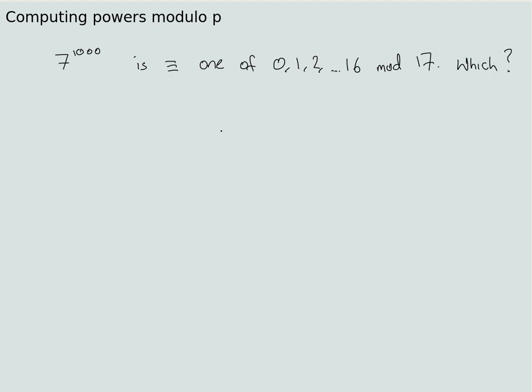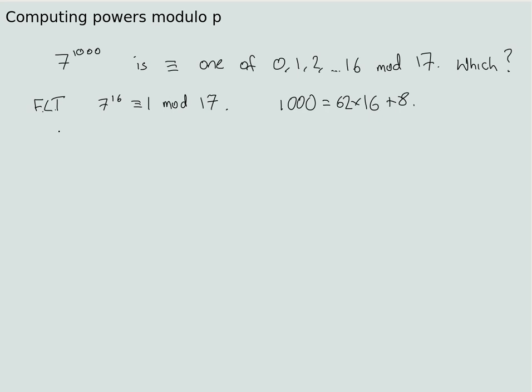Which of those numbers is it congruent to modulo 17? As we just pointed out, Fermat's little theorem tells us that 7 to the power 16 is congruent to 1 mod 17. So we can use that to help us. We're going to use that together with the observation that if you divide 1000 by 16, you get remainder 8. So 1000 is 62 times 16 plus 8. Okay, so there is our observation.